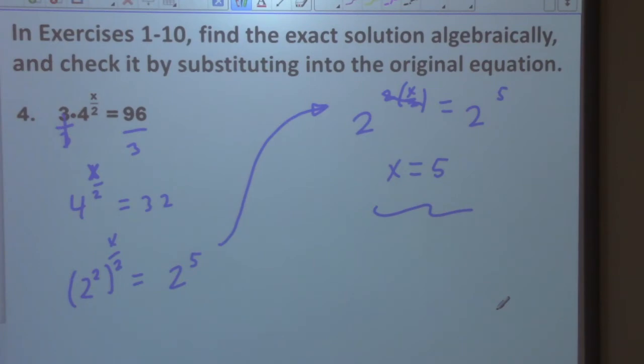Yes. Let me see, if we try 4 to the power of 5 halves times 3. Well, that's going to be the square root of 4 is 2, to the 5th power is 32, times 3 is 96. Check. Okay?